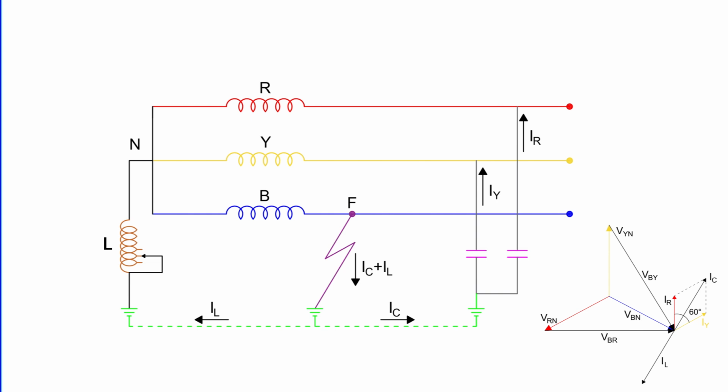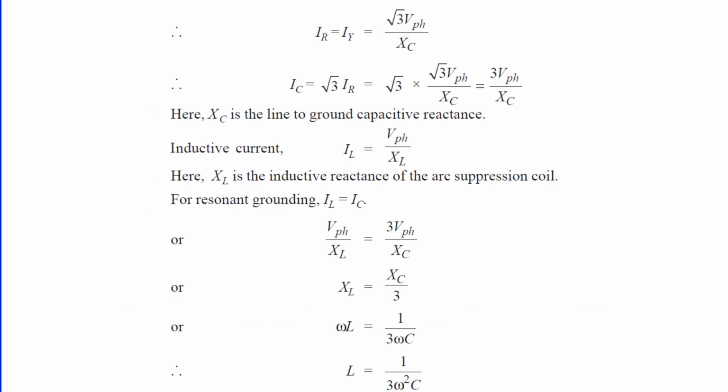For resonant grounding, the system behaves like an ungrounded neutral system, so full line voltage appears across the capacitors CR and CY. That means IR equals the square root of 3 times VPH divided by XC. So IC equals square root of 3 times IR, which means IC equals square root of 3 times the square root of 3 times VPH divided by XC, giving us IC equals 3 times VPH divided by XC. Here, XC is the line-to-ground capacitive reactance.